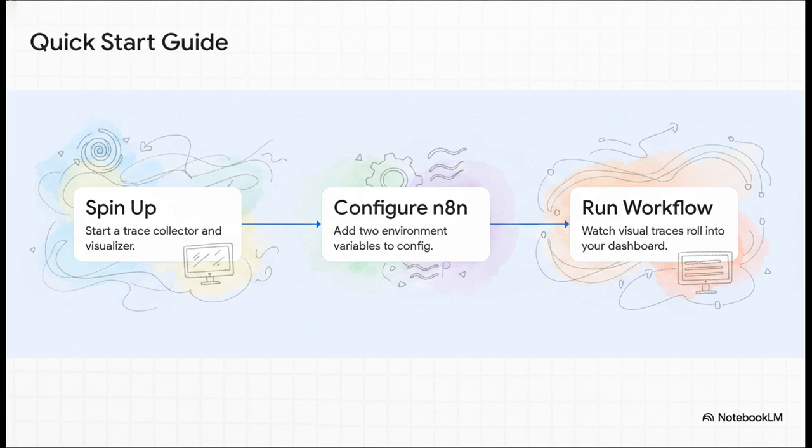The sequence is really just 3 steps. Step 1, spin up a trace collector and visualizer. And then n8n actually gives you a Docker Compose file for a tool called Jaeger, which is a great, simple way to start. Step 2, add those 2 magic environment variables to your n8n config. And step 3, run your workflow and simply watch those beautiful visual traces roll right into your dashboard. It is so satisfying to see that for the first time.